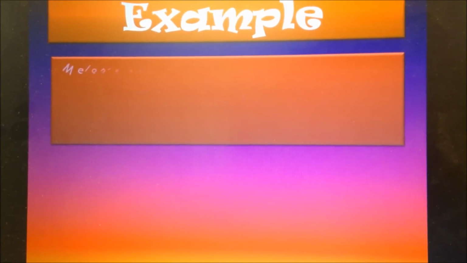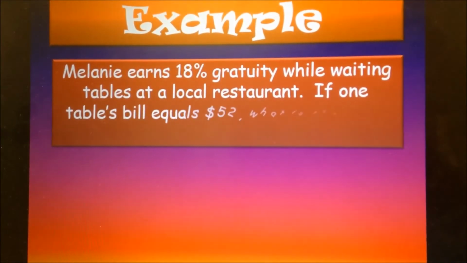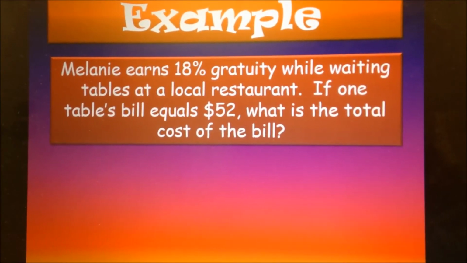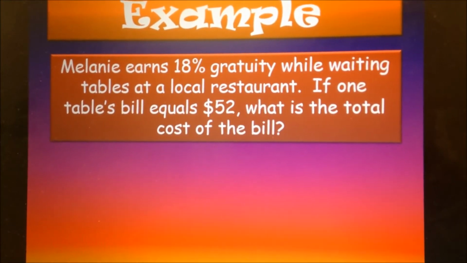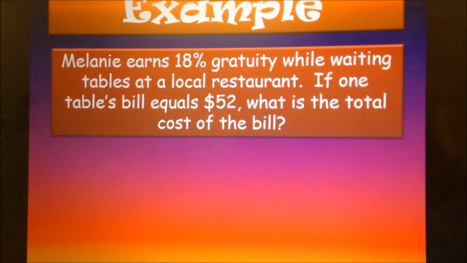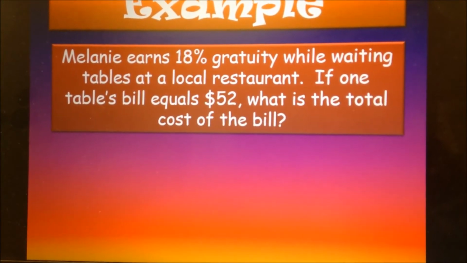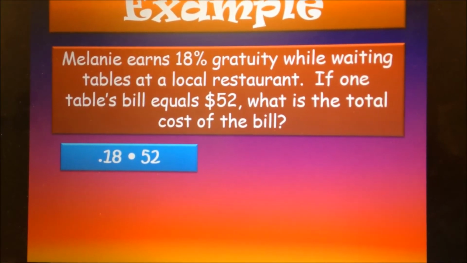The next example is Melanie earns 18% gratuity while waiting tables at a local restaurant. If one table's bill equals $52, what is the total cost of the bill? I'm going to follow my same steps, so I'm going to take my 18% and change it to a decimal and multiply it by my original amount. 18% as a decimal is 0.18, so I'm going to multiply 0.18 times 52.